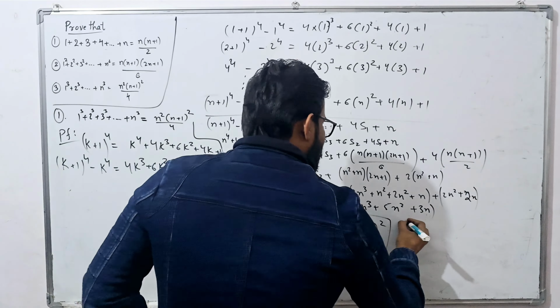Which means you can also write it as 1 cube plus 2 cube and so on till 9 cube equal to (1 plus 2 plus 3 and so on till 9) whole square, right?